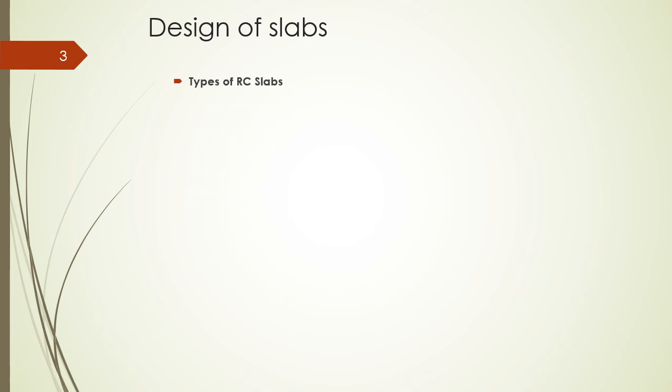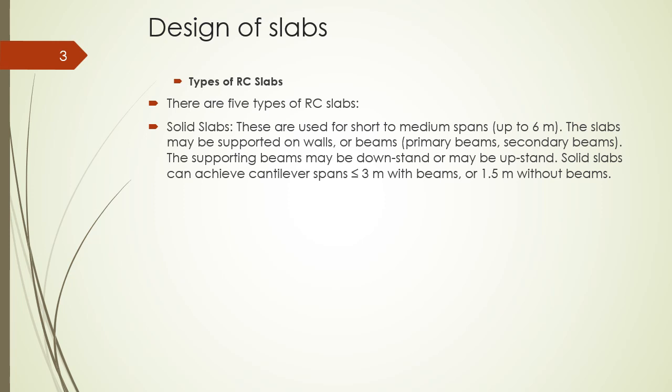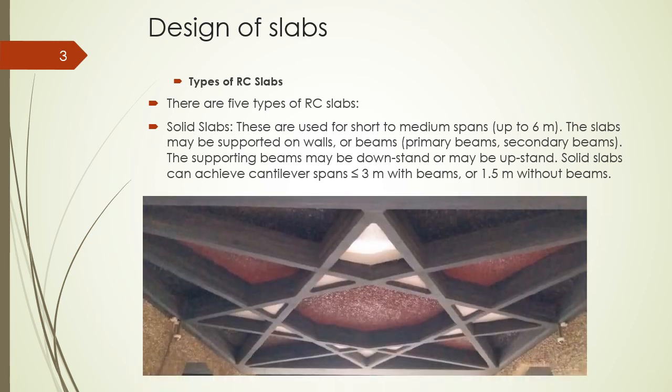There are 5 types of RC slabs, the main one being solid slabs. Solid slabs, like the one shown in the picture, are used for short to medium spans of about 6 meters. The slabs may be supported on walls or beams. The beams could be downstand or upstand. Solid slabs can achieve cantilever spans of about 3 meters with beams or 1.5 meters if the slab cantilevers without the support of beams.